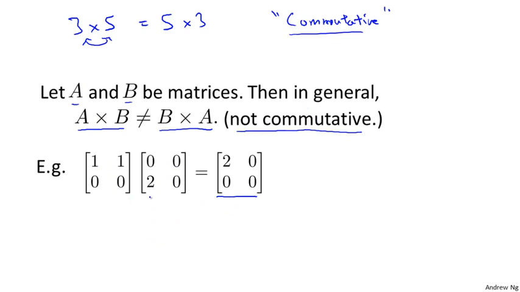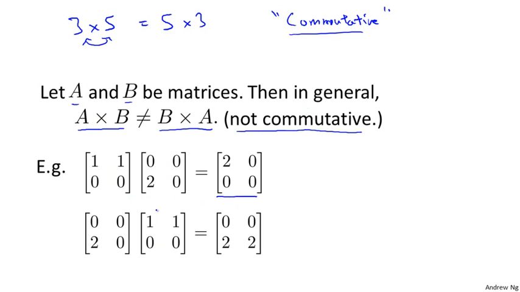Now let's swap around the order of these two matrices. So I'm going to take these two matrices and just reverse them. It turns out if you multiply these two matrices, you get this second answer on the right. And clearly, these two results are not equal to each other.